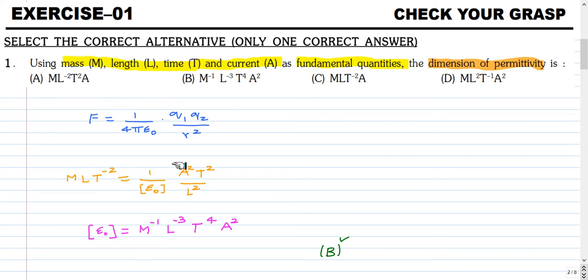And charge is current into time. So the dimension is ampere into time. And charge square will be ampere square time square. And the dimension of r is length, so it is L square. So from this, by simplifying, we get the dimension of permittivity epsilon naught as m raised to the power minus 1, L raised to the power minus 3, t raised to the power 4, A square. So the correct option is option B.